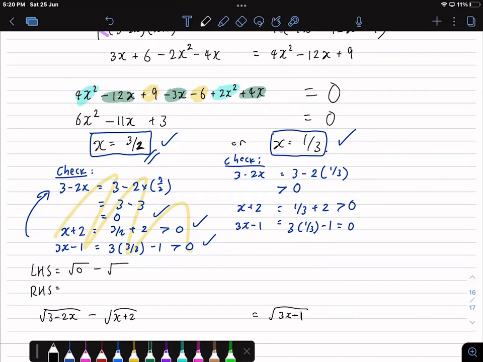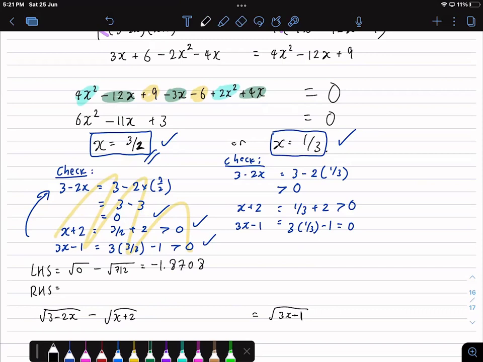By the way, when you're checking, you can just sub in the value directly. You don't need to show the working. It's quite obvious. x plus 2 is 3 over 2 plus 2. Let's just type it in the calculator. 3 over 2 plus 2 is 7 over 2. So this is just negative square root 7. We'll just use the decimal approximation because this is getting a bit long-winded. So negative 1.8708.